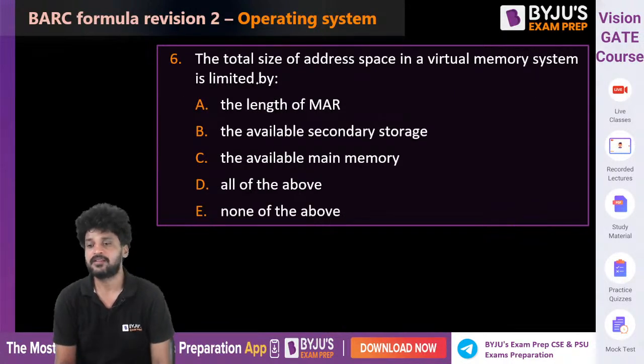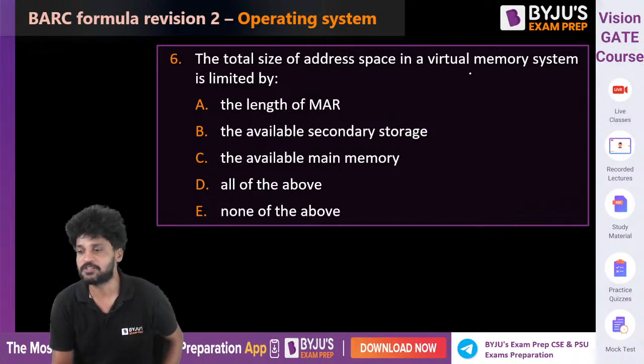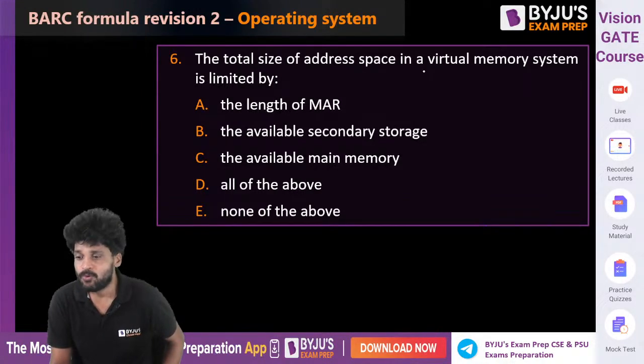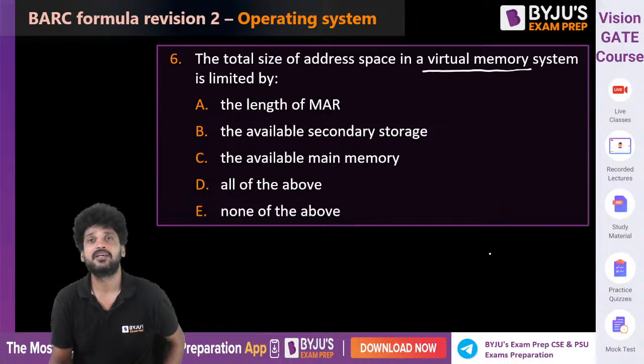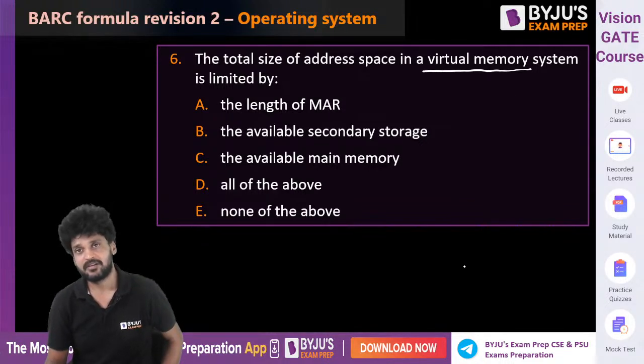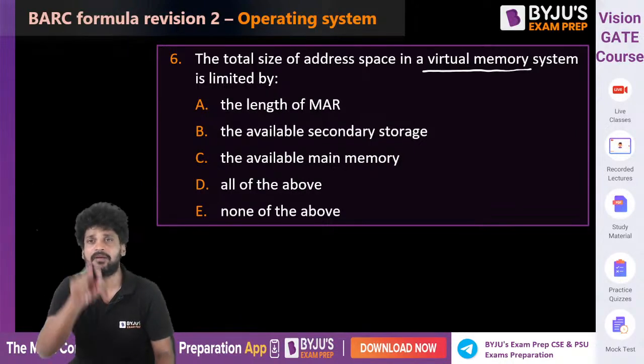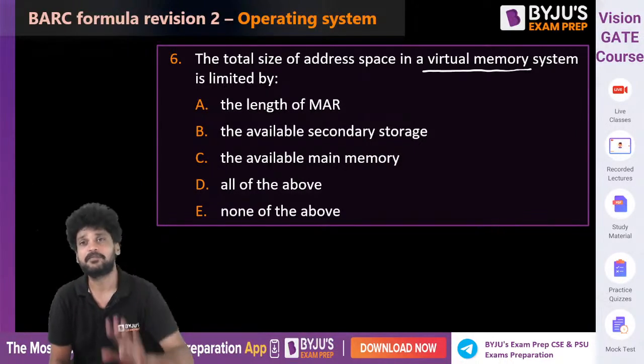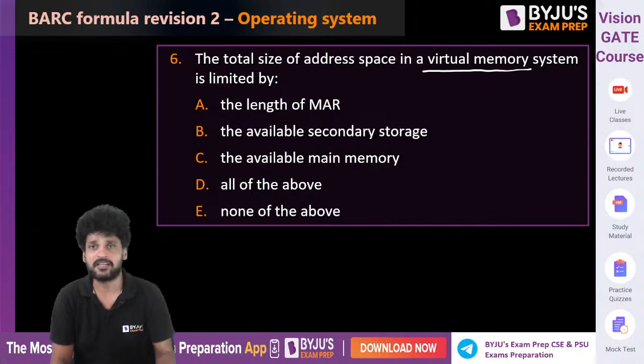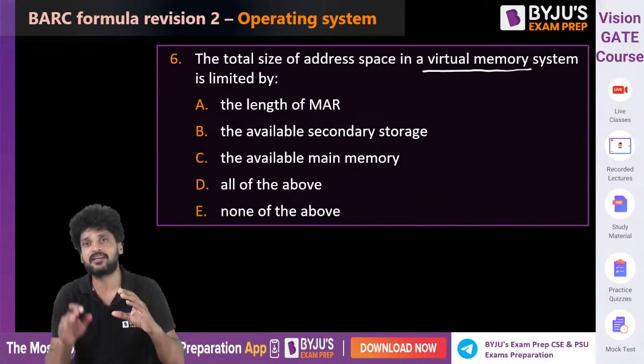Next question. The total size of the address space in a virtual memory system is limited by what? The length of MAR, the available secondary storage, the available main memory, or all of the above. Understand? What is the address space? When it comes to virtual memory, it gives an illusion that your total secondary memory is your main memory. But there is no possibility. Our main memory is way too limited compared to the secondary memory.